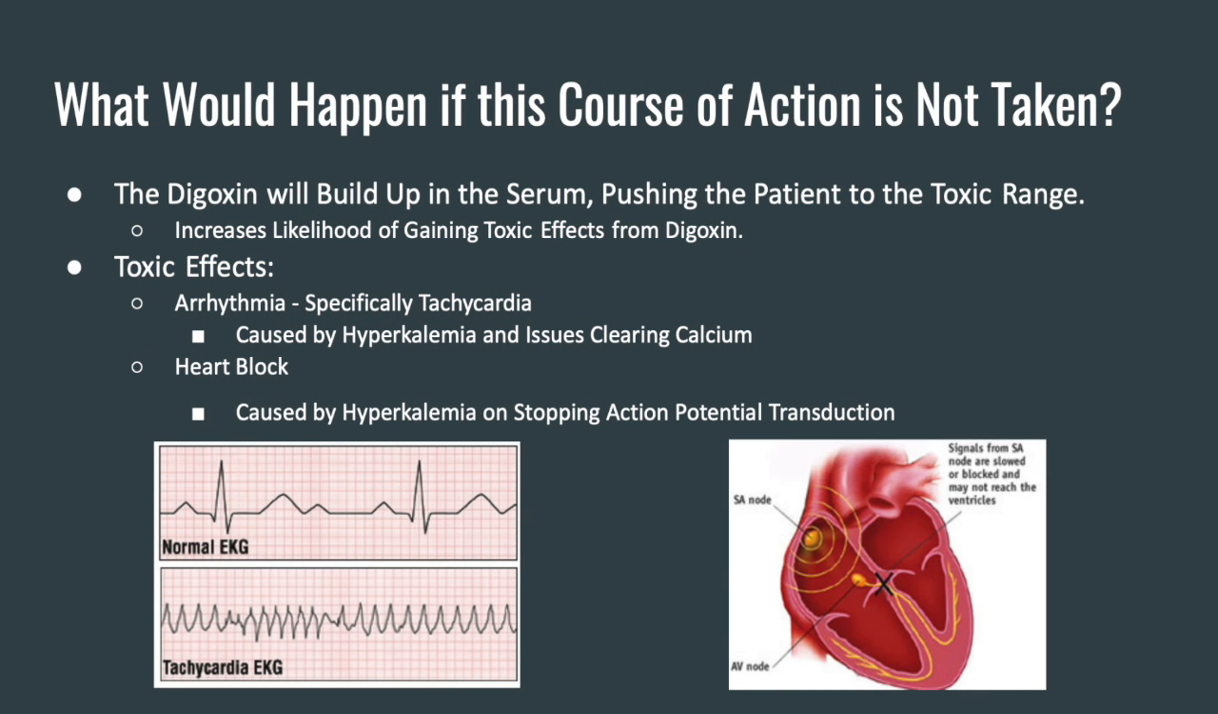If this course of action is not taken, the digoxin will build up in the serum, pushing the patient to toxic range. This will increase the likelihood of gaining toxic effects from digoxin. These toxic effects include arrhythmia, specifically tachycardia, which is caused by hyperkalemia and issues clearing calcium, as well as heart block caused by hyperkalemia and stopping action potential transduction.